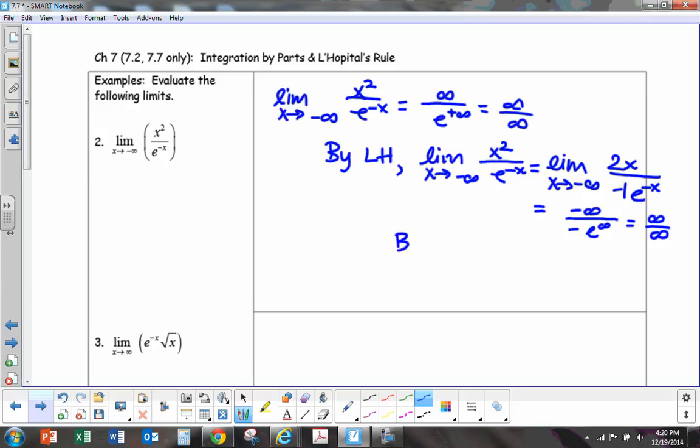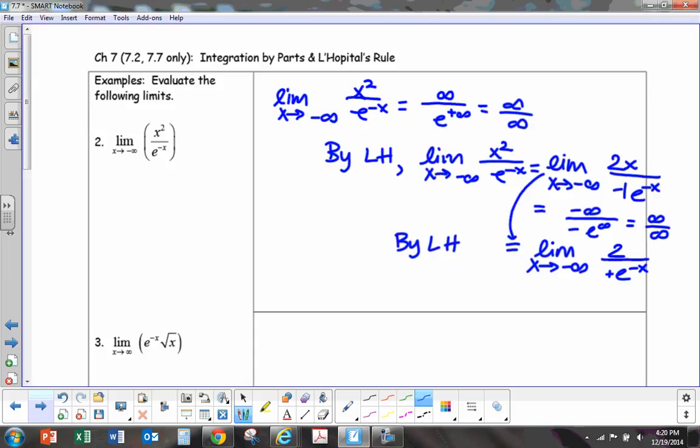So by L'Hopital's rule, that's equal to the limit as x goes to negative infinity. And now I am differentiating the top part of that fraction, so I get 2. And the bottom part of that fraction, I get e to the negative x times another negative 1 in front. So that's positive.